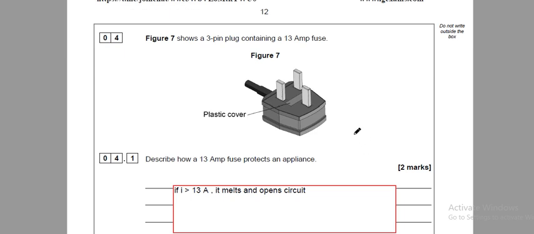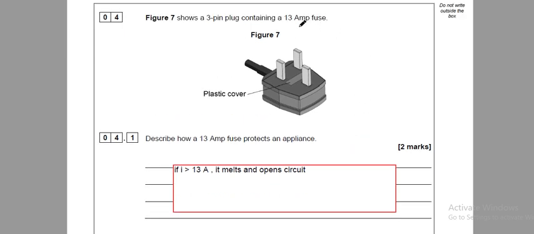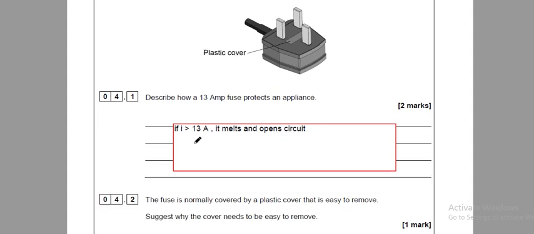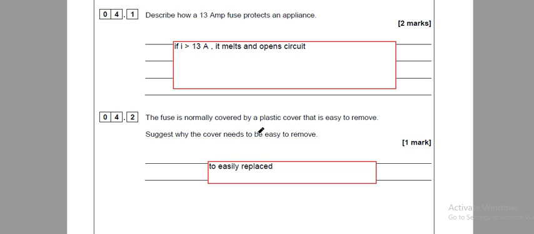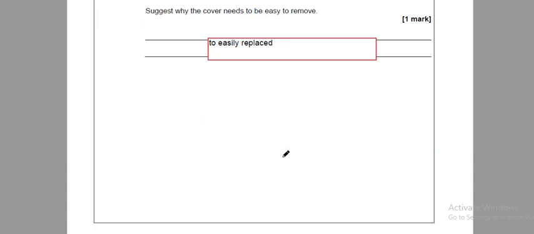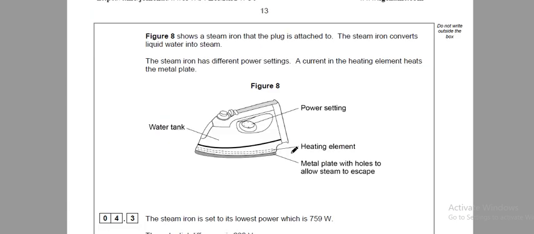The figure shows a 3-pin plug containing a 13 ampere fuse. Describe how the 13 ampere fuse protects an appliance. If the current exceeds 13 ampere, it melts and opens the circuit. The fuse is normally covered by a plastic cover that is easy to remove. Suggest why the cover needs to be easy to remove: to be easily replaced.